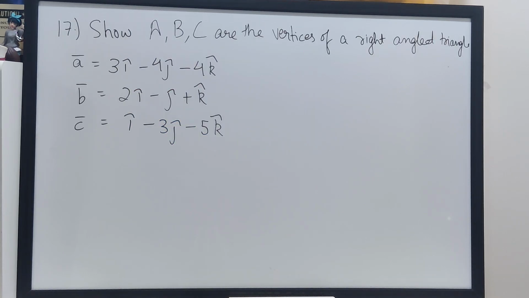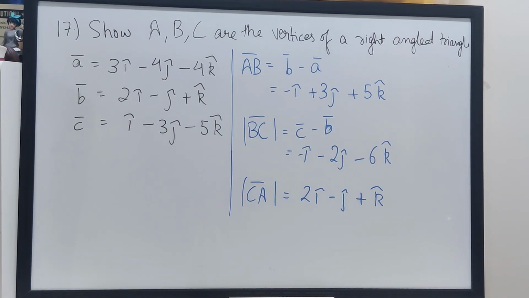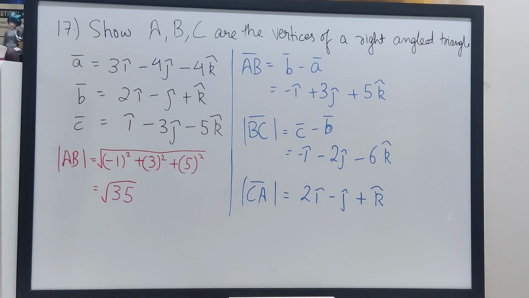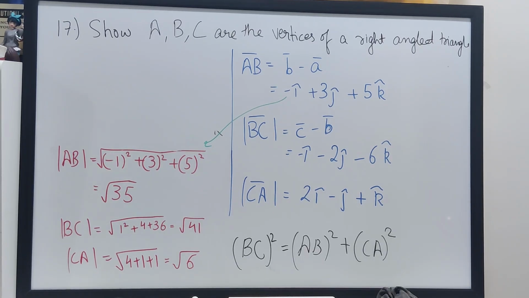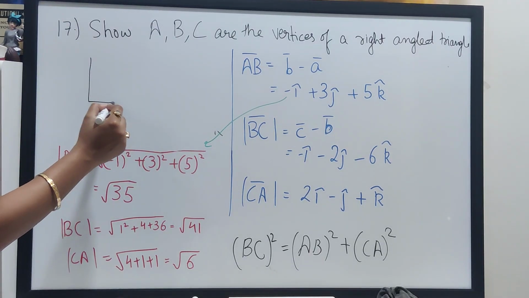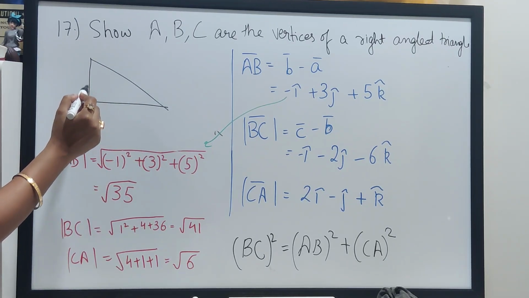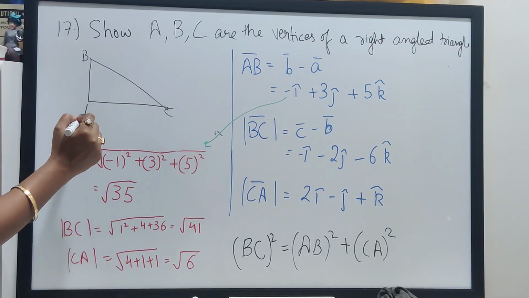Next question, A, B and C are three vectors and you have to show that A, B, C are the vertices of a right angled triangle. So first calculate AB, then calculate BC and calculate CA. Now calculate the magnitude of AB, BC and CA. It's clear that BC square is equal to AB square plus CA square.